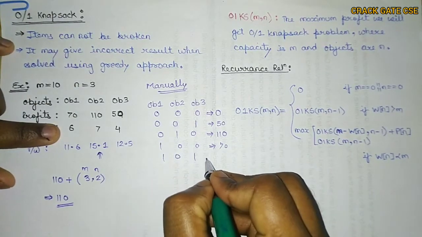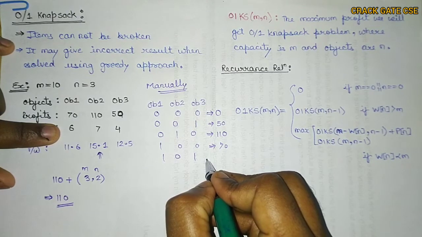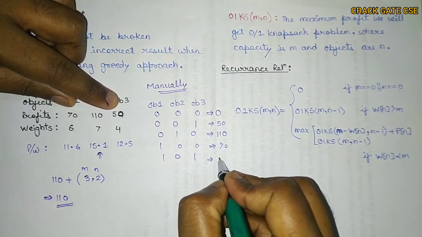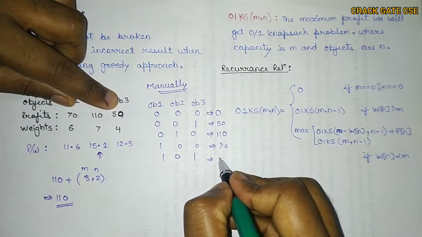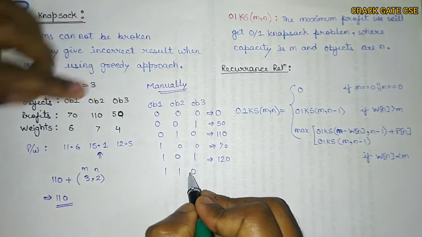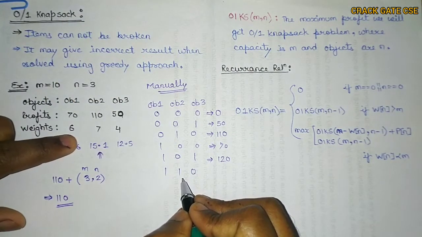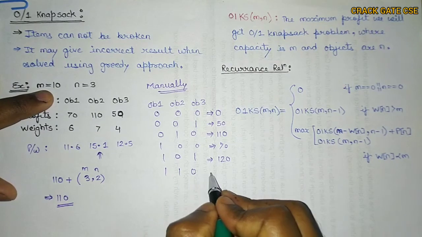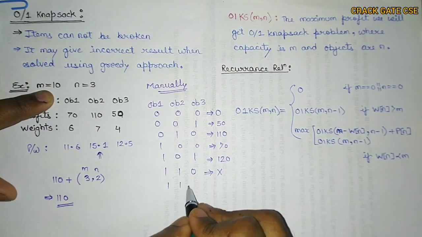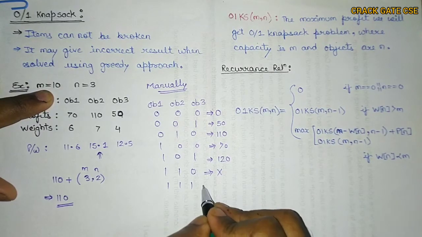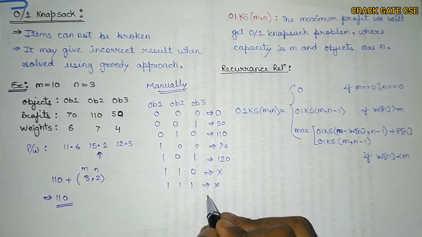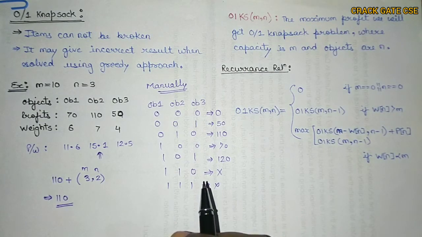Similarly you can find 1 0 1. So 1 0 1 will give you the profit of 70 plus 50, which is nothing but 120, right? Similarly 1 1 0. 1 1 0 is not possible because 6 plus 7 is more than the capacity, so this is not possible. Similarly 1 1 1, this one is also not possible because the weight is more than the capacity, right? So this way we can find out.